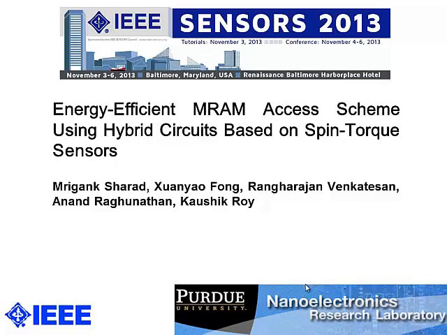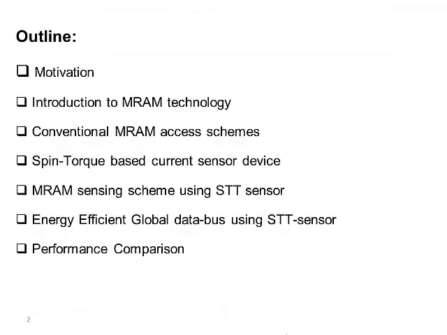I'm going to present my work on energy efficient MRAM access scheme using spin torque based current sensors. This is a brief outline of my talk. First I will describe the motivation behind this talk, why we are looking at MRAM as a memory technology, and then why we are planning to explore spin torque sensors for access schemes, and why at all we are considering low power access scheme for MRAM. How does it matter, and how big a problem it is going to be in future.